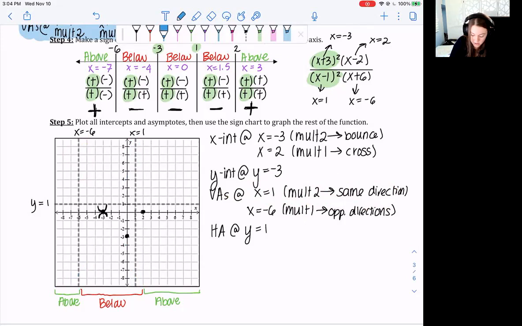Okay. For my first little, I don't want to say quadrant, but my first area here, should it be this or should it be this? This is option 1, this is option 2. Option 1 or option 2 for the first area?